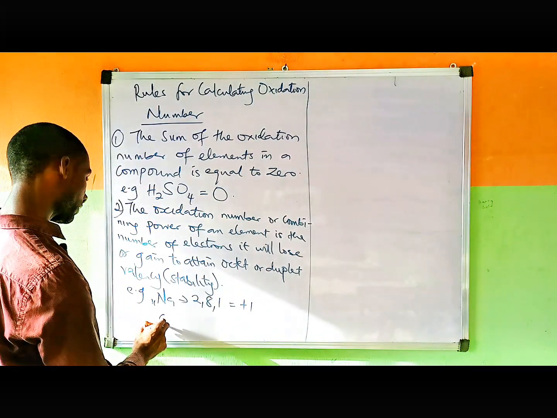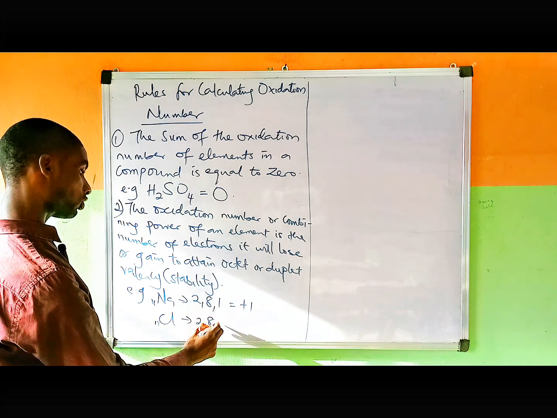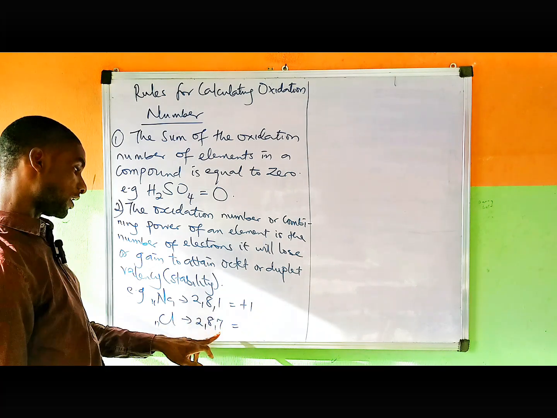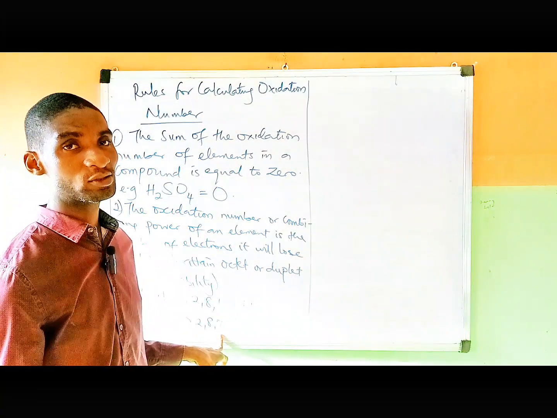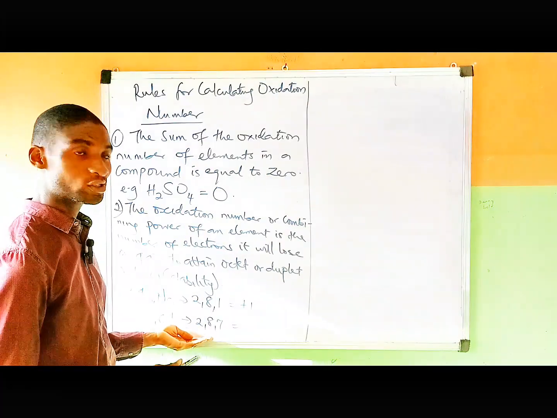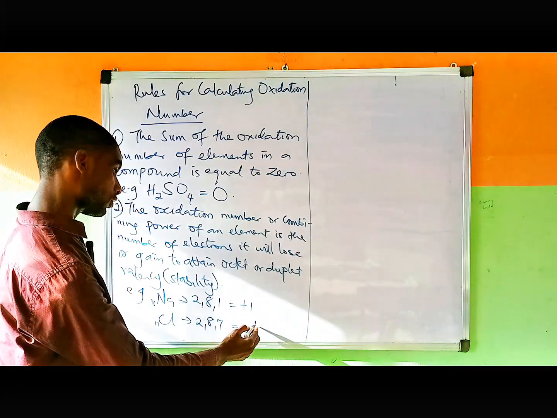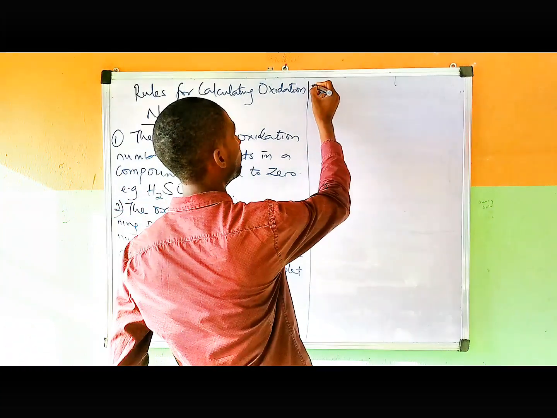While chlorine is number 17. If you write the configuration, 2, 8, 7, this chlorine needs 1 electron to attain octet valency or stability. So it will borrow 1 electron, and that will be the oxidation number, -1. So the oxidation number of chlorine is -1. Let's look at the next rule, number 3.